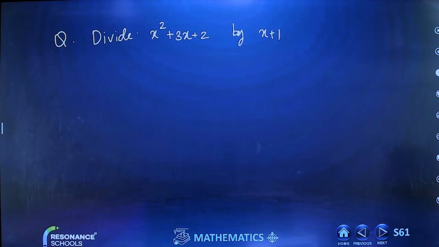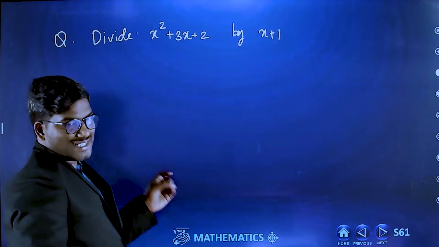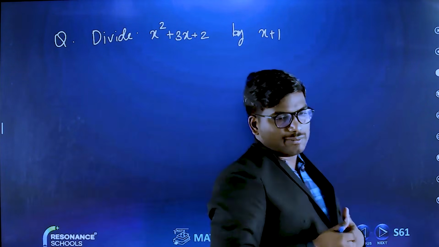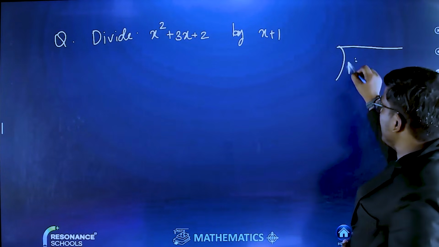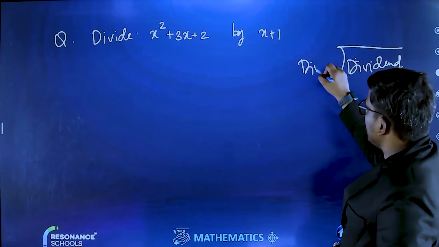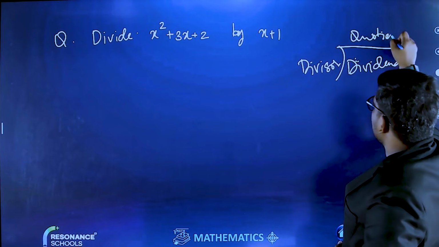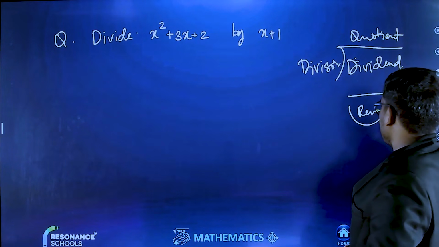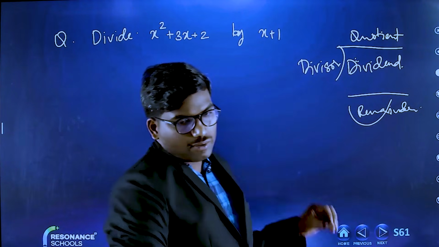Cool. So we will try to understand how this division works. Generally we do the long division method, right? You take the dividend here, the divisor here, and the quotient here. You'll be left with the remainder here. This is exactly what we'll be doing now.